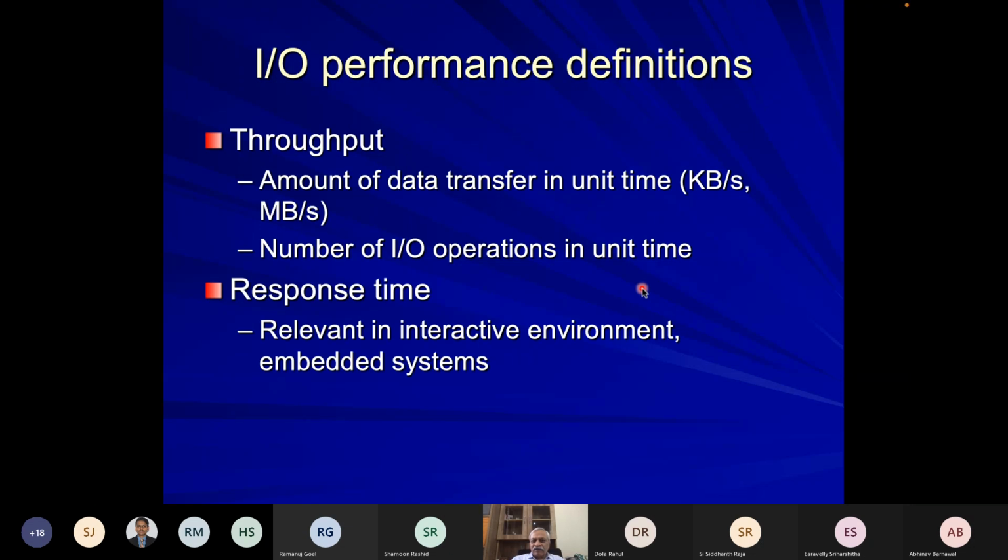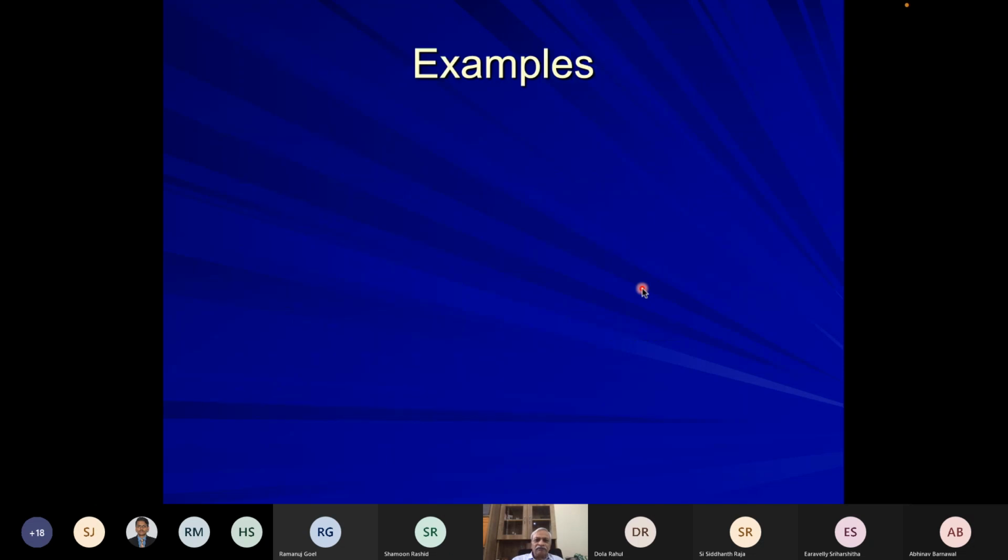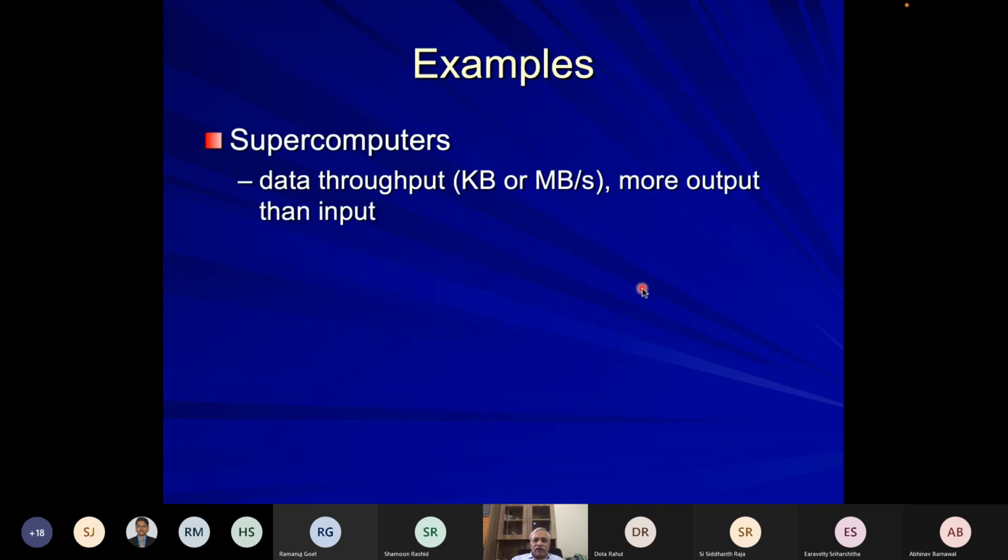In interactive systems or embedded systems, response time may also be important, and you need to look at the IO response time. In some cases, both are important. This shows that requirement may be different in different scenarios.